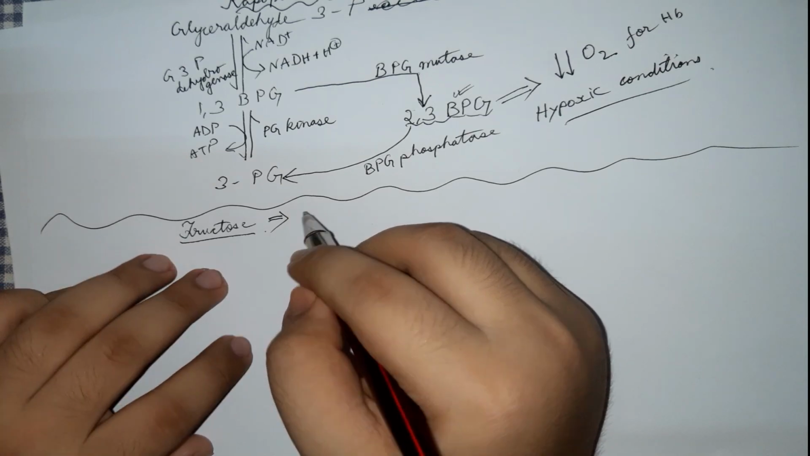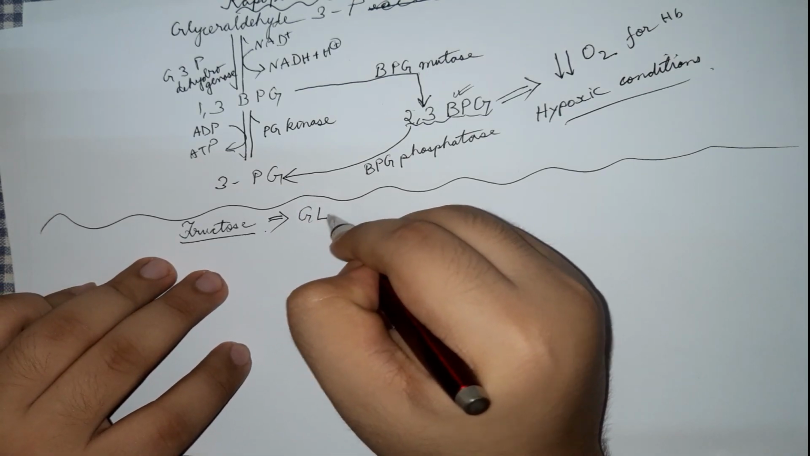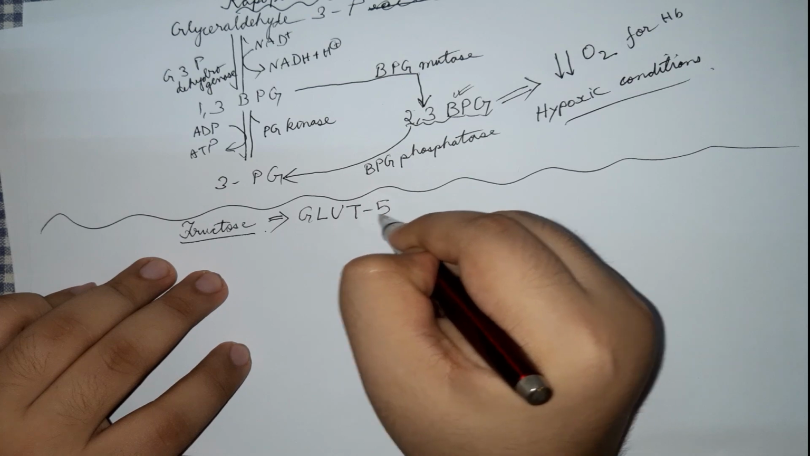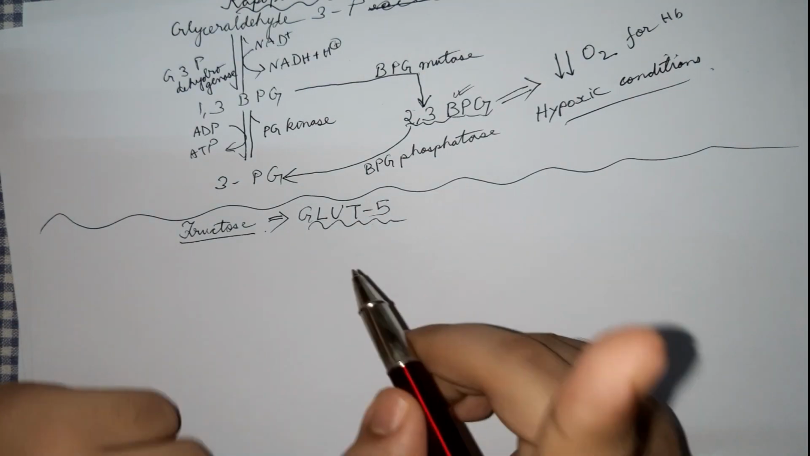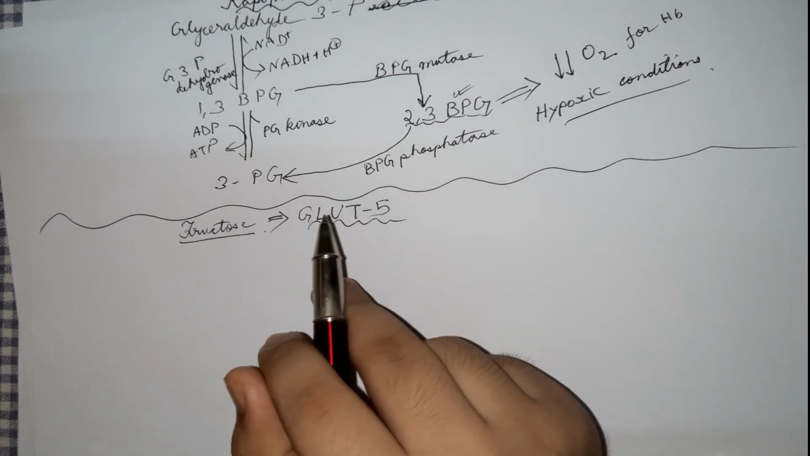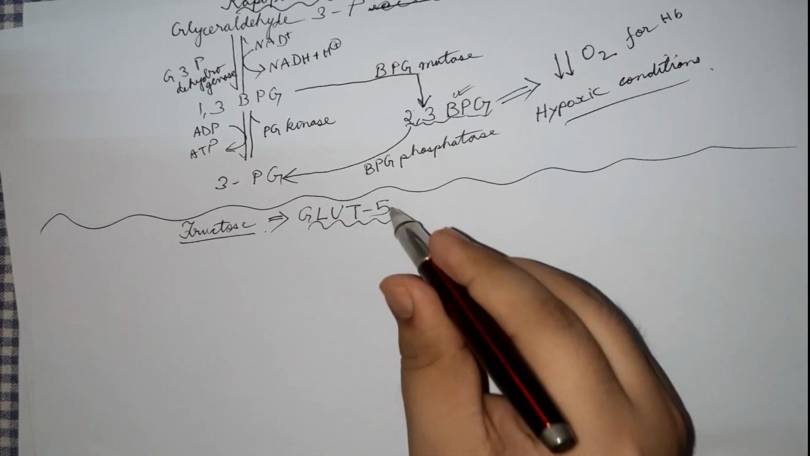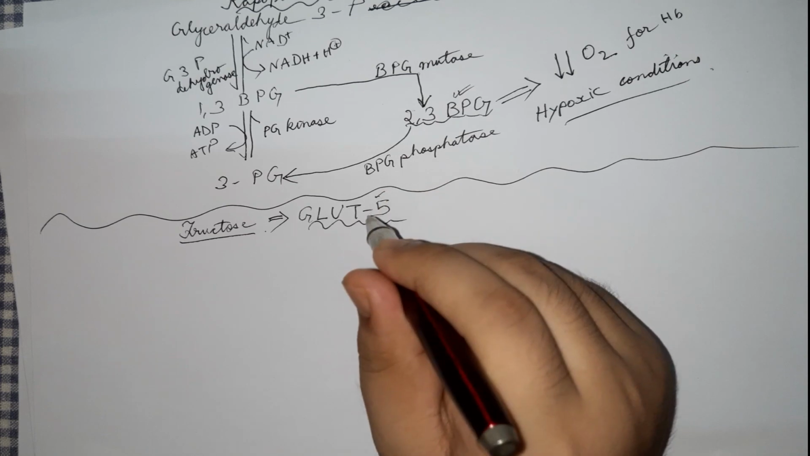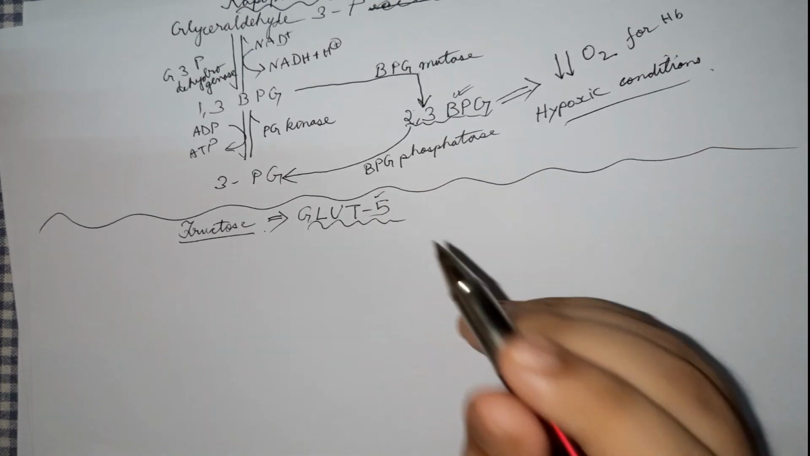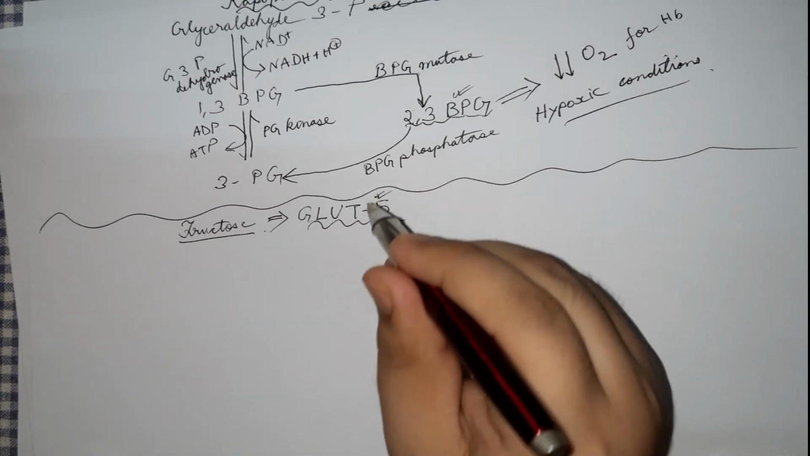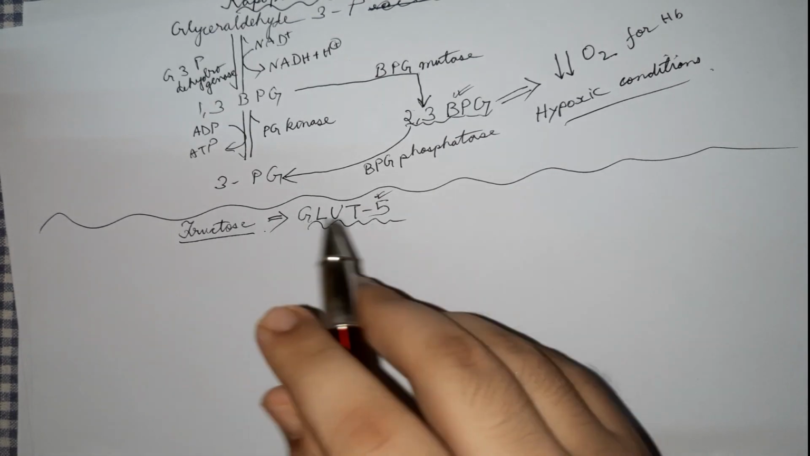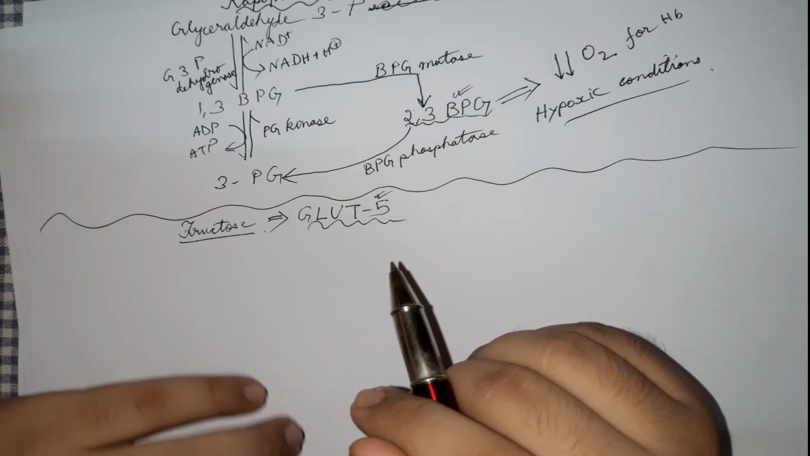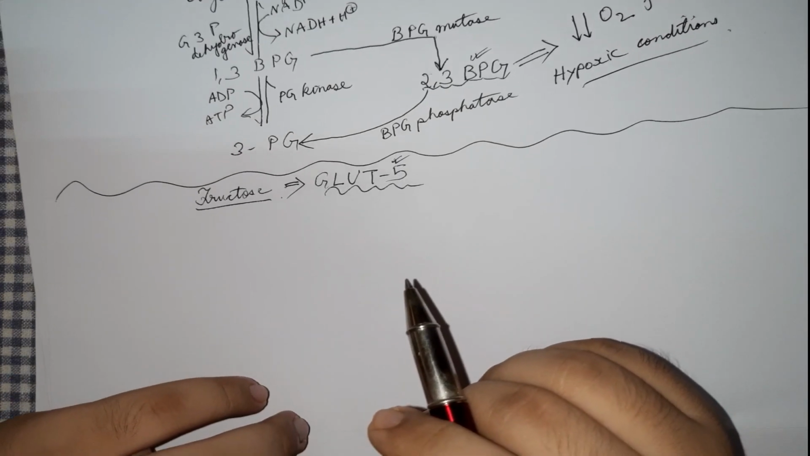And this is a very important piece of information: fructose is mostly transported by GLUT5. I think I had mentioned this before. GLUT5 is a glucose transporter, but it has a higher affinity for fructose than glucose. So GLUT5 is an important transporter of fructose, and overall fructose is transported by facilitated diffusion.